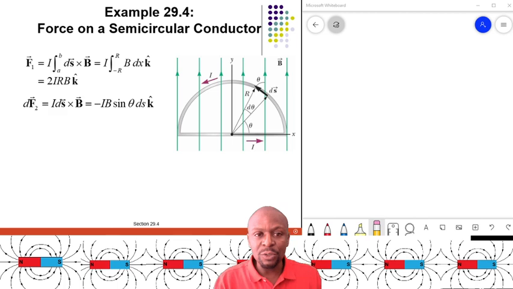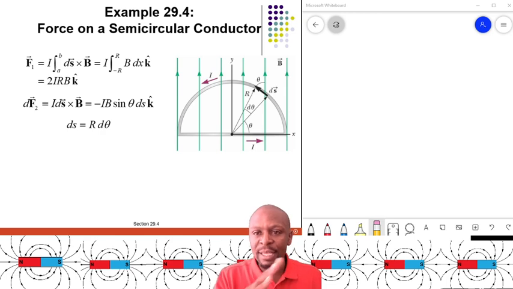Now let us also do this for the curved surface of this wire. For the curved surface, I am still using the same equation there, but this is just going to be minus, because I'm going to take the dS cross B.